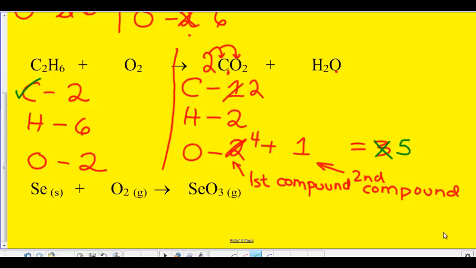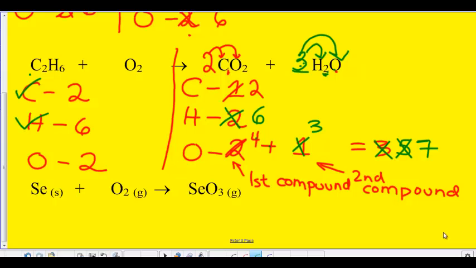I'm going to go to the hydrogens next. I have 6 on the left, so I'm going to make 6 hydrogens over here. What can I multiply this 2 by to give me 6? You might say 3. Very good. So you put a 3 here. 3 times 2 gives you a total number of hydrogens of 6. That also changes your oxygens in the second compound. 3 times 1 gives you 3. 4 plus 3 gives you a total of 7. Okay? So now our hydrogens are balanced.